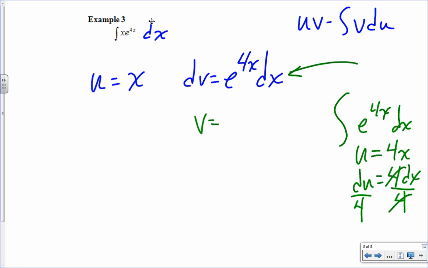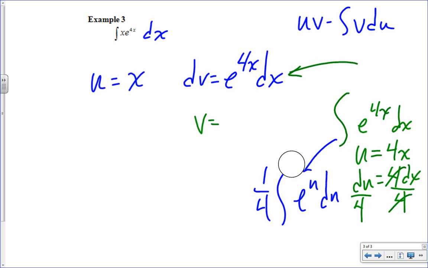Okay. So now when we rewrite it, it becomes 1/4 e to the u du, right? And what's the integral of e to the u? e to the u. So in other words, it's 1/4 times e to the u, and u is 4x. So this one is 1/4 e to the 4x.